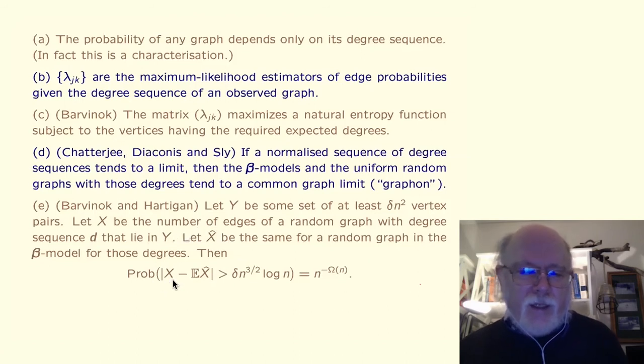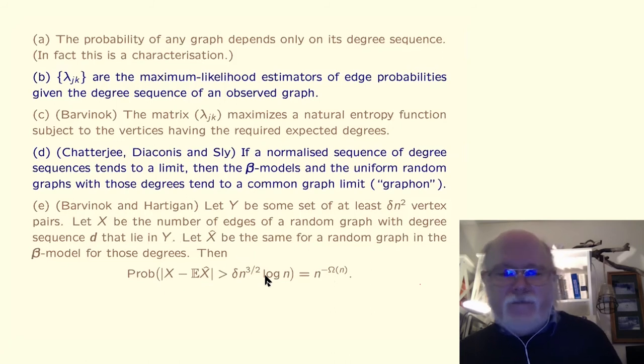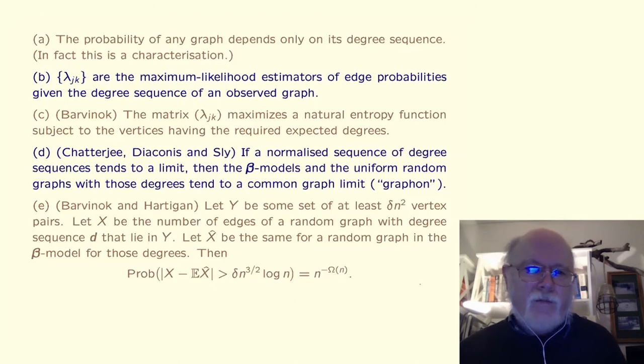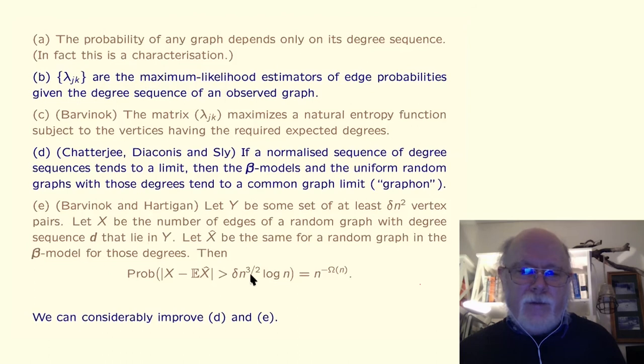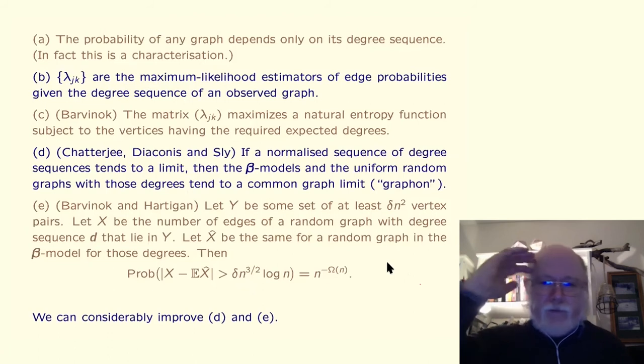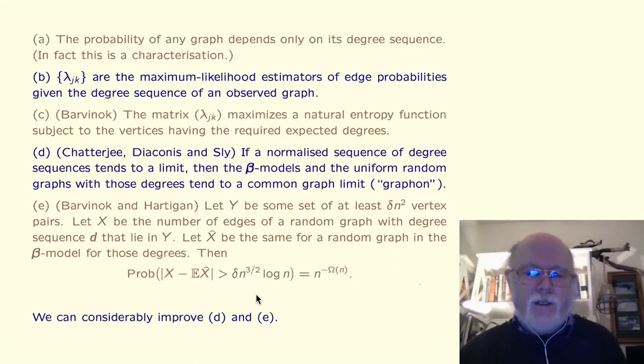And then the probability that the actual number of edges in your random graph with given degrees is this close to the expectation in the beta model is small, as long as this number here is large enough. So if you take a sufficiently large number of vertex pairs to look at, then the number of edges you see there is quite close to the number of edges you see in the beta model random graph. Now, we didn't think this was very good because this number n to the 3 on 2 is too big. So we can significantly improve both of these.